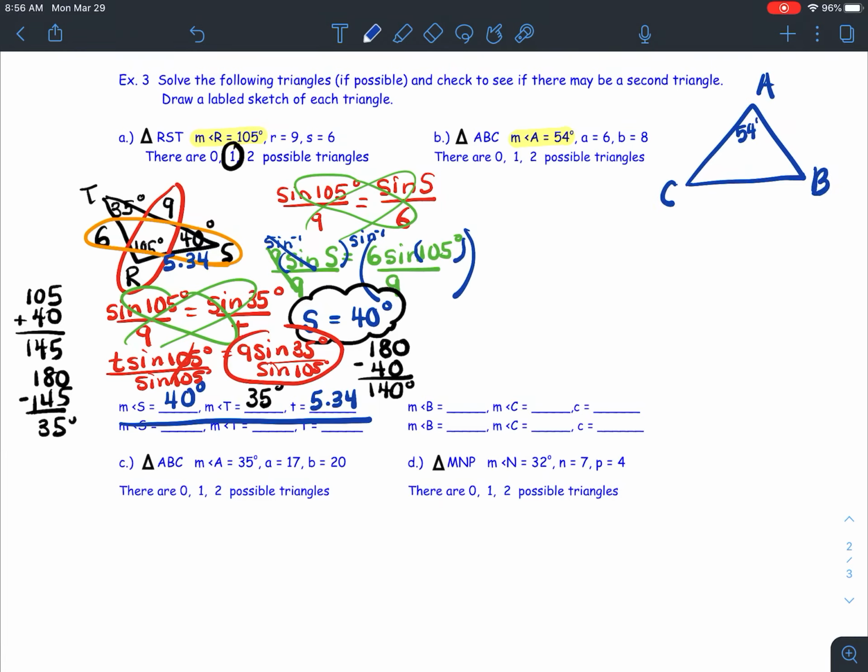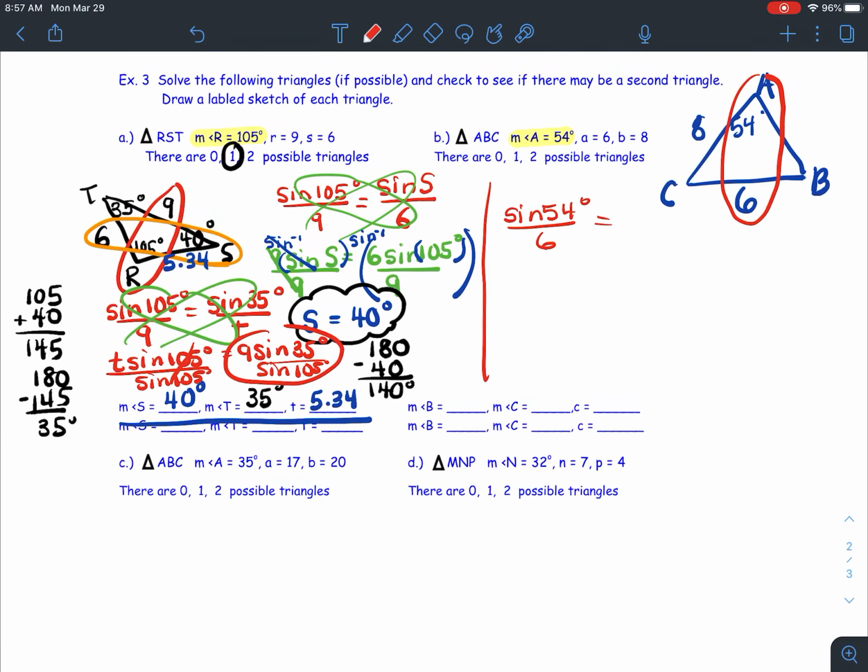We're going to call angle A 54 degrees. Okay, let me make sure this is clear here. That was 54. 54 degrees. Side A is 6, side B is 8. Okay, you're just going to start the only way you can start, which is setting up one law of sines ratio. Sine of 54 over 6. My only option is to find angle B first. Sine of B over 8.